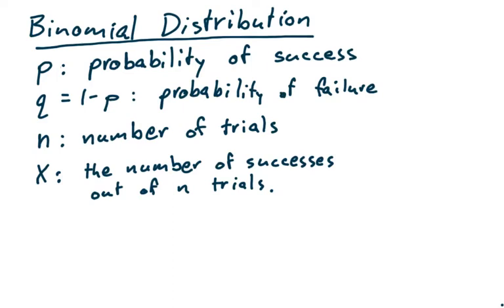Now, a binomial experiment gives rise to a special distribution known as the binomial distribution. The notation is as follows. Lowercase p denotes the probability of a success. So this is a numerical value.